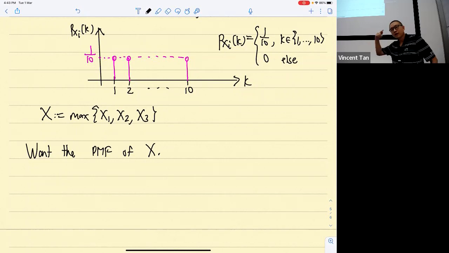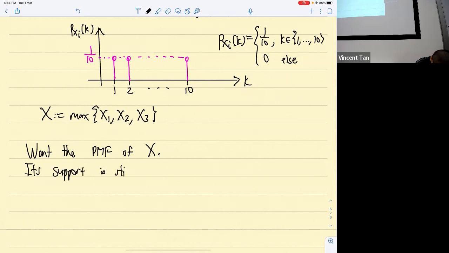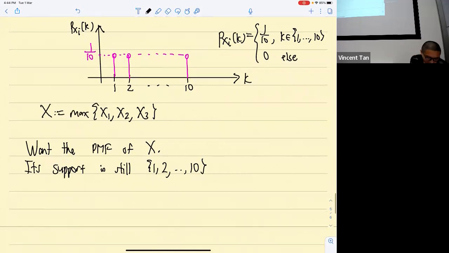Now, whenever I try the exam, I get the number 1 to 10. I may be super unlucky, and every time I got 1. The maximum is still 1. So the PMF of X, its support is still 1, 2, all the way to 10. Oliver, that's the answer I'm looking for. I want the support, which is the set of values that X can take on. If I have three numbers, each one of the three numbers can take on the value 1 to 10, then the maximum can also take on the value 1 to 10, right? Yeah, logic, right?